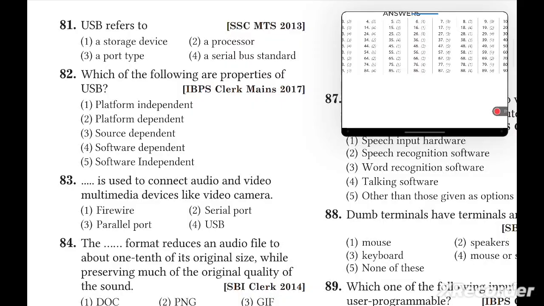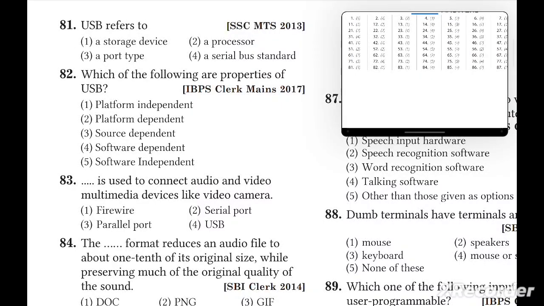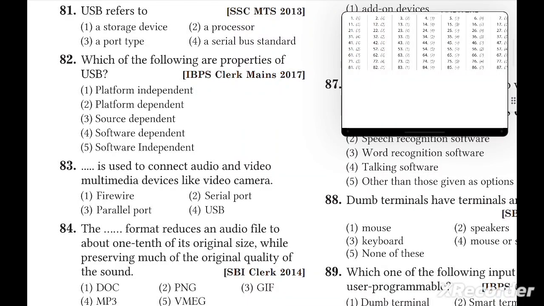Next question, USB refers to: first, a storage device. Second, a processor. Third, a port type. Fourth, a serial bus standard. The correct answer is third, a port type.